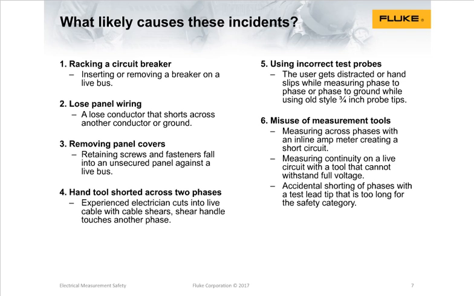There are some likely causes that we've seen for these incidents, and I'll just go through them. The racking of a circuit breaker, especially a live circuit breaker, or inserting or removing a breaker on a live bus. Loose panel wiring: a loose conductor can short across another conductor or to ground. In some cases, just opening the panel or gaining access to the conductors can disrupt that, and it can fall down and short against another conductor.